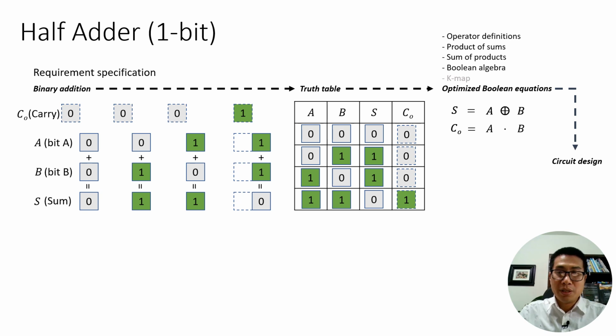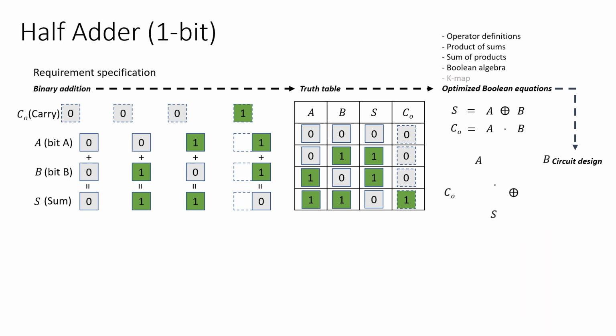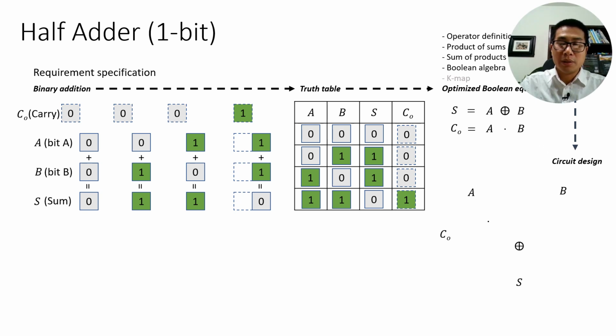And for this one, we're going to just rearrange the input and the output a little bit. So we're going to have the input as A and B, and the output is the sum and the carry out.